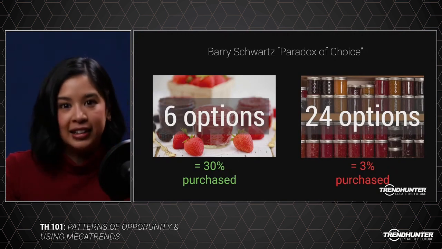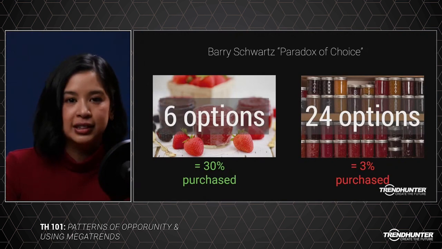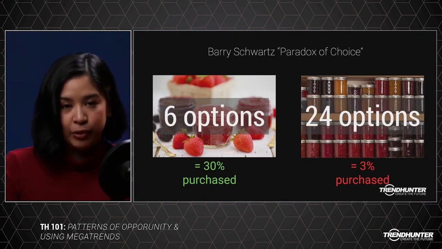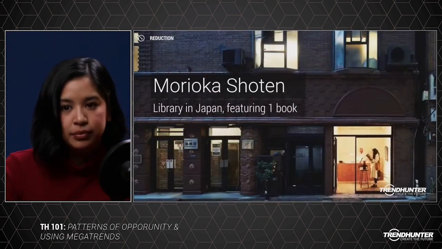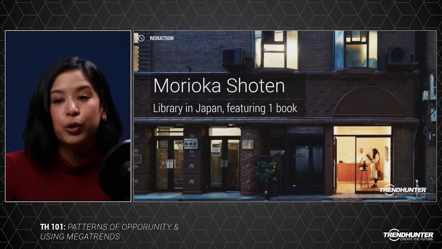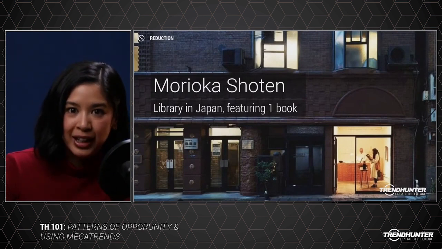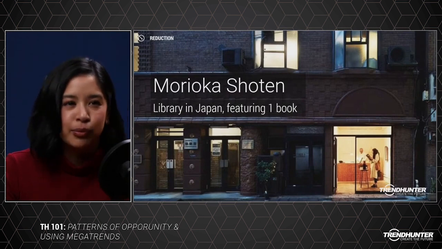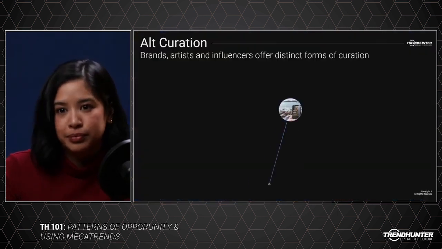It's all about that analysis paralysis, right? People don't necessarily want more choices, they want better choices. An extreme example of this is Morioka Shoten, which is a library in Japan that only features one book at a time, kind of like a brick and mortar form of a book club.